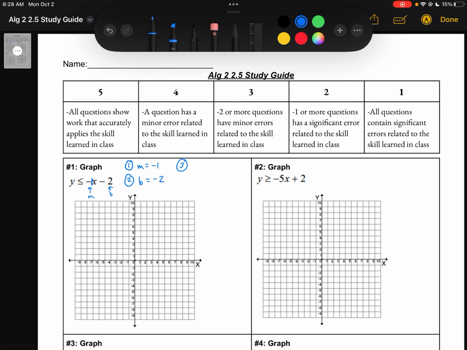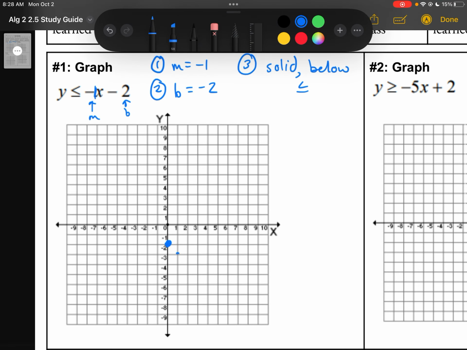And then our third step is going to be a solid line. And we're going to be shading below because we have that less than or equal to symbol. So start off at -2, and then a slope of -1 means we're going to go down 1 over 1, down 1 over 1, and then it is a solid line that we're going to be drawing through this.